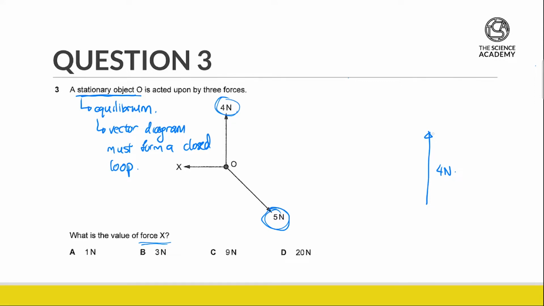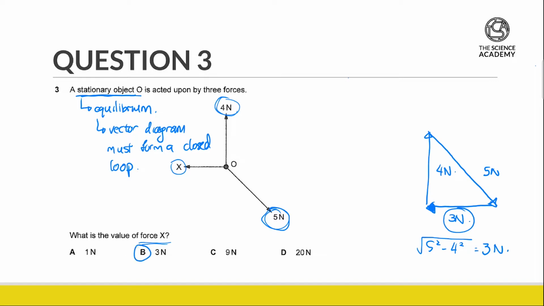So our 5 Newton force acts roughly diagonally this way, 5 Newtons. And we are going to have some force X that acts horizontally towards the left. Okay, and by Pythagoras theorem, I think we can more or less deduce that this is going to be 3 Newtons. Alright, because we have 5 squared minus 4 squared, and then we square root to give us 3 Newtons. Okay, so the answer for this is B.